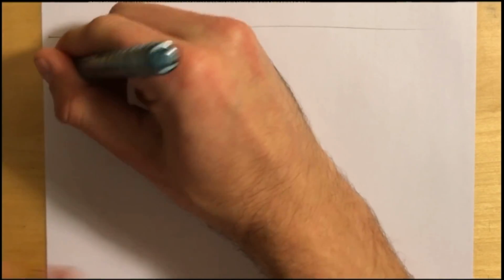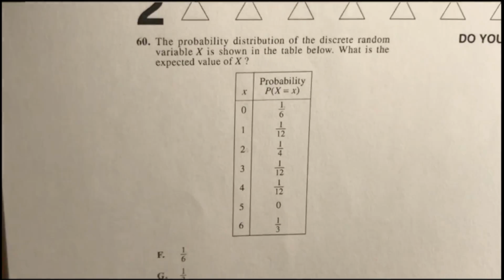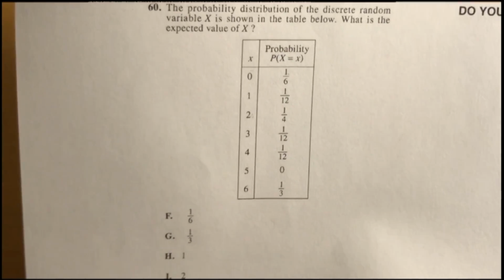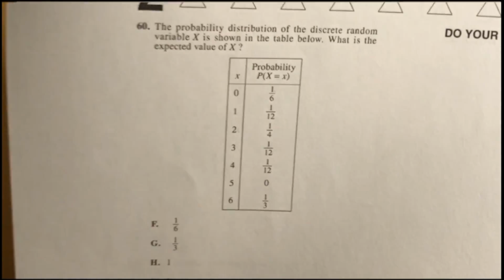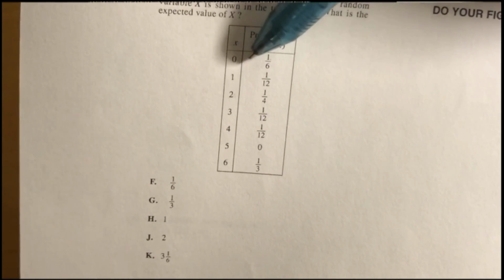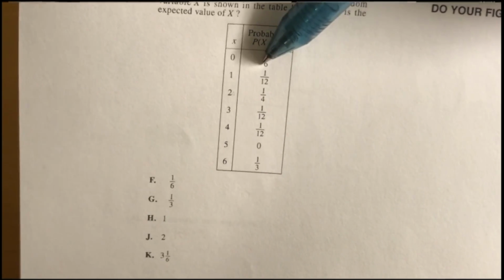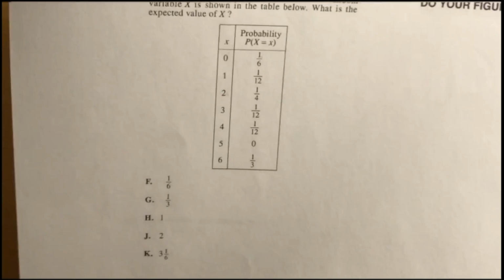And last but not least, question 60. The probability distribution of the discrete random variable x is shown in the table below. What is the expected value of x? So expected value is just the mean for this probability distribution. So the mean will be calculated by whatever value of x has its assigned probability. Just multiply the x and its probability and add it to the next x multiplied by its respective probability.